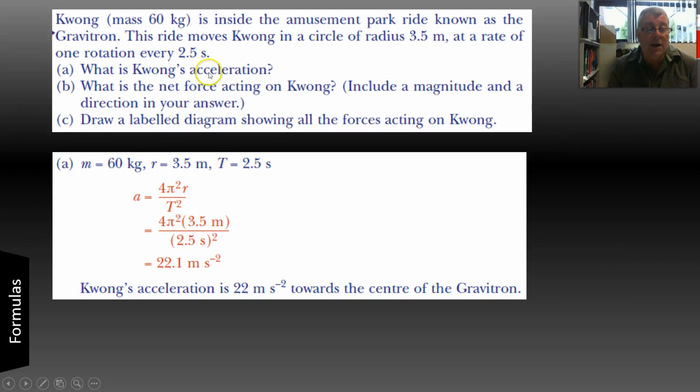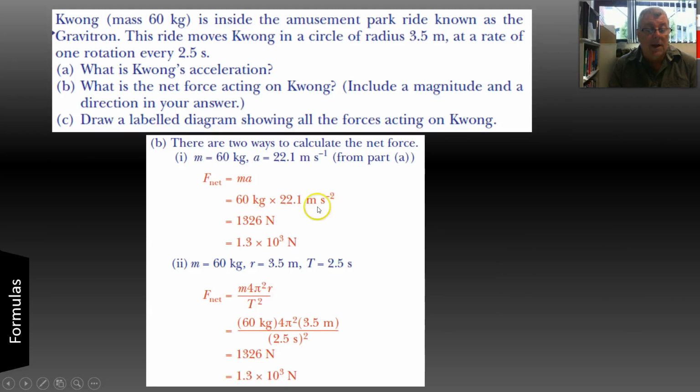Now, first thing is, what are you given? You're given the mass. I should have gone through this and circled the information, but in this case they've labelled it for us. We've got the mass, we've got the radius, and we've got the period because it is one rotation every 2.5 seconds, and that's the definition of a period. Put the numbers in, being careful of the square, and we get the answer and the direction as given. And again, we could use F equals ma or Fc equals m 4 pi squared r on T squared. Put the numbers in, and you should get the right answer, obviously towards the center of the circle.